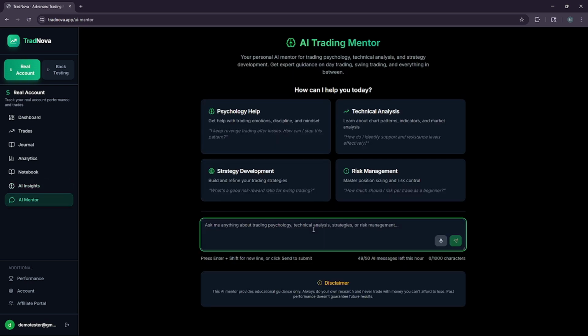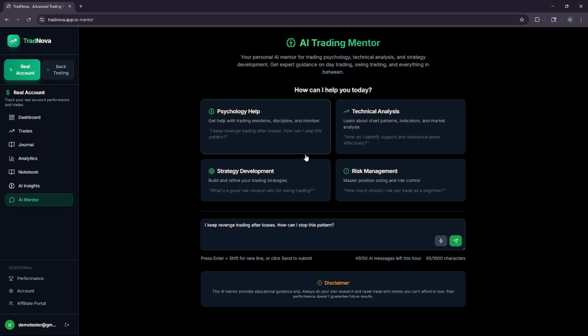This, I think, will also help a lot with any questions you have, any problems you have. It can provide a solution, or if you do have a solution, it could possibly provide a better one. So let's say you have a psychological problem, right? I keep revenge trading after losses. How can I stop this pattern? Let's go ahead and see what the answer is.